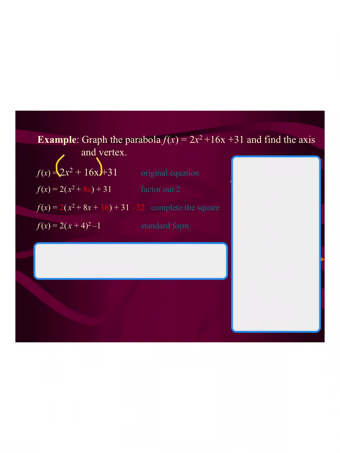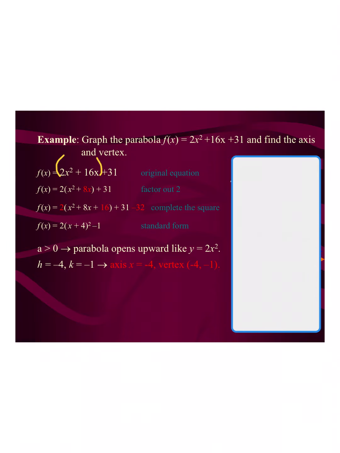All right, when I want to use this to identify my vertex, I'm going to identify my shifts. So this positive 4 is going to tell me to go left 4. And this minus 1 will tell me to go down 1. So my vertex should be at negative 4, negative 1. Additionally, my a value is a positive 2, which means my parabola will be opening up again. So I'm going to have my vertex at negative 1, negative 4. Sorry, negative 4, negative 1.